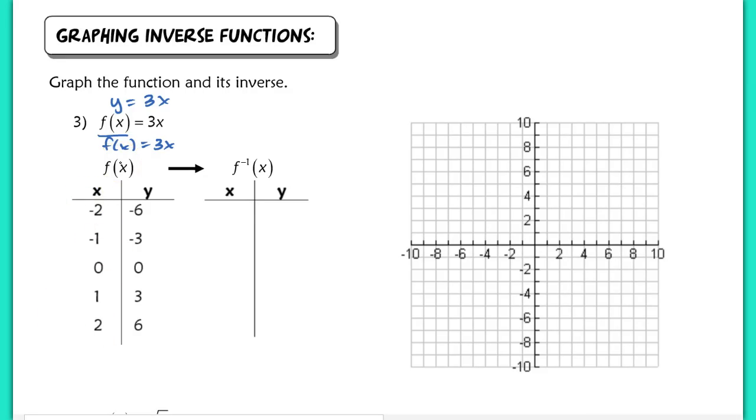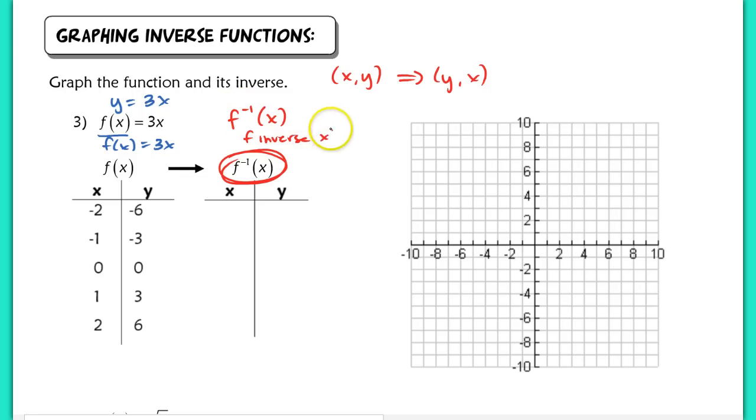We don't even need to know what the function's inverse is, because we talked already about how the coordinates x, y become y, x on the graph of your inverse. Now, I am using a new notation, though, that we haven't seen before. So we use this little notation here. It's kind of like your exponent here is -1, but this is read out loud as f inverse x. That's our new notation. So in order to get those coordinates, all I have to do is just flip them. So I have -6, -2, -3, -1, 0, 0, 3, 1, and 6, 2.